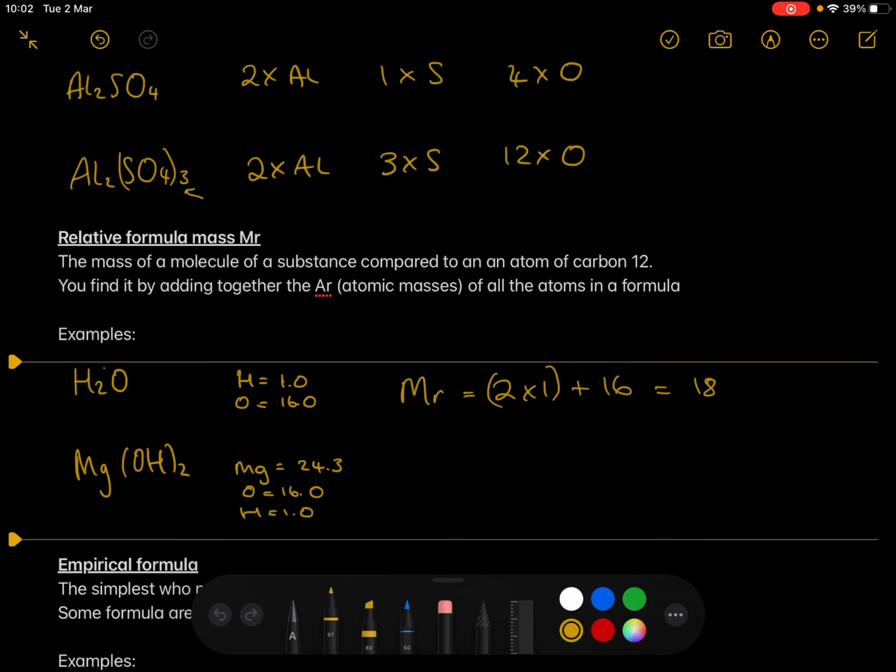So magnesium. That's 1 magnesium there, so 24.3. And then have a look, you've got those brackets again. So I've got 2 oxygens there, so 16 times 2, plus, and then I've got 2 hydrogens. So there you go. Right, so we'll add that all together. So that's 24.3 plus 32 plus 2. 58.3. Should probably check it. 2 plus 2 plus 24.3.